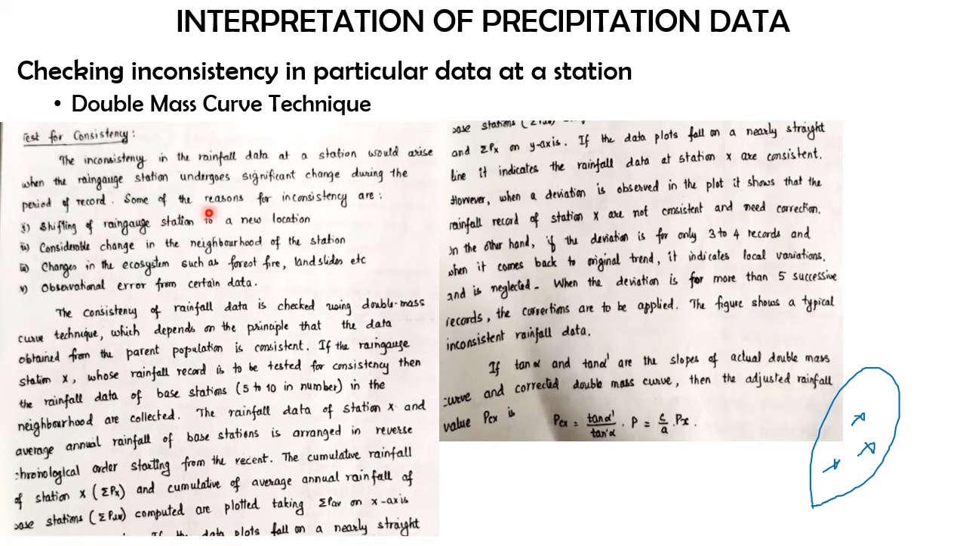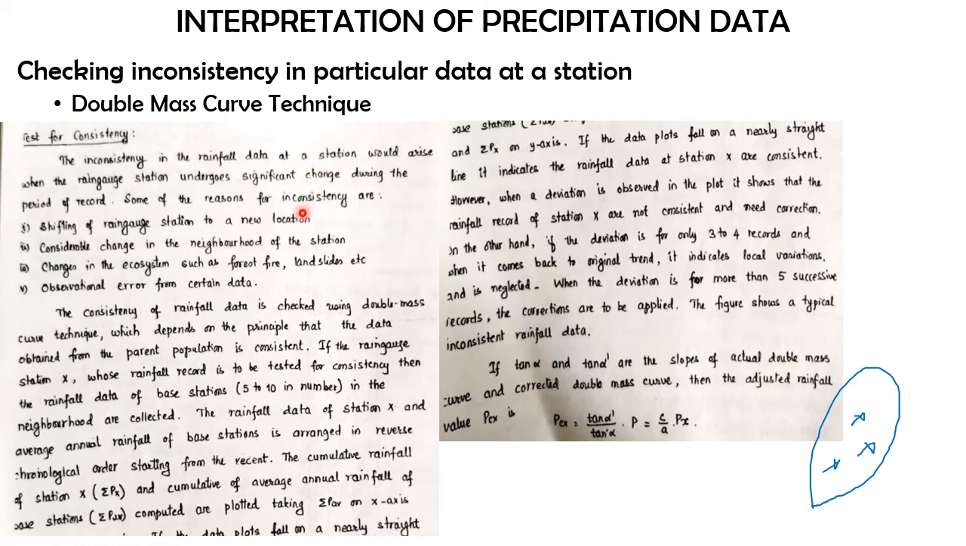Some of the reasons for inconsistency are: first, shifting of rain gauge stations to a new location. Second, considerable change in the neighborhood of the station. Third, changes in the ecosystem such as forest fires, landslides, etc. Fourth, observational error from certain data. So this first paragraph is trying to explain why inconsistency may arise in a particular station.